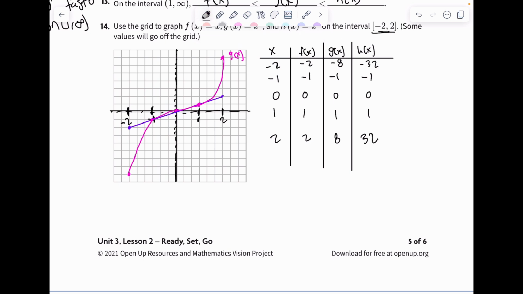And now my h of x that I need to do. At -2, I'm going to be way down here. Let's pretend that that's kind of where we're at. Some values will be off the grid. That's fine. So I'll do that. And then I'm going to go here, here, here. And at 2, I'm at 32. So at 2, I should be way up here. Okay. So let's do something like this.